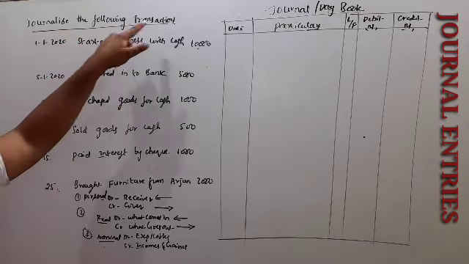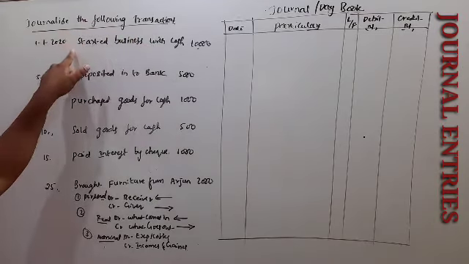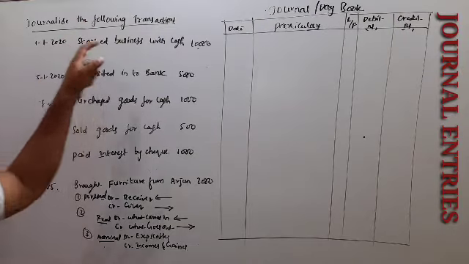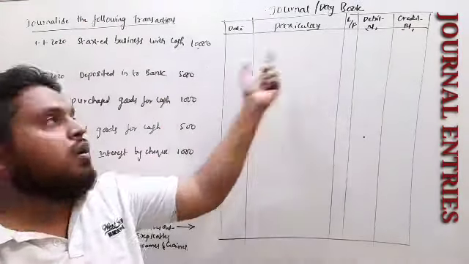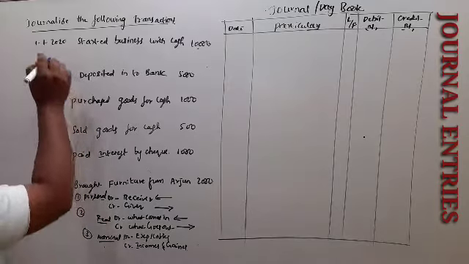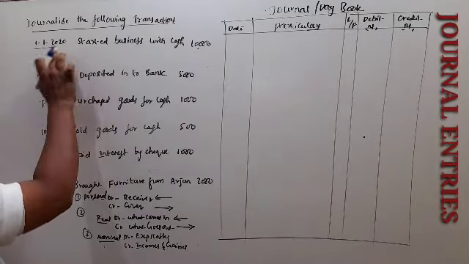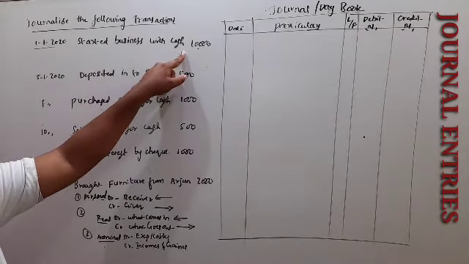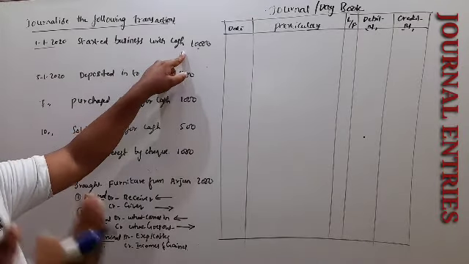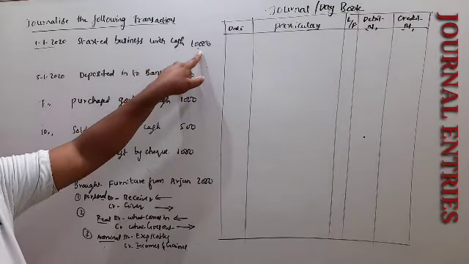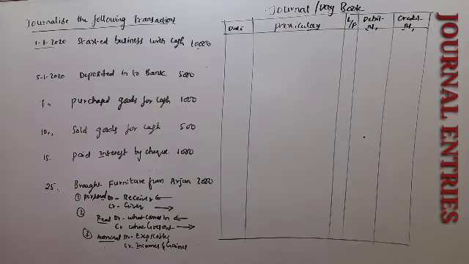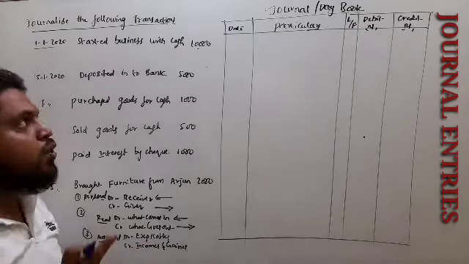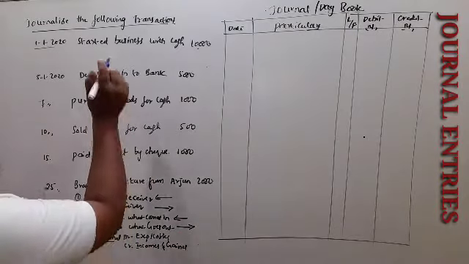Journalize the following transactions. We have to pass the entries here. Now, on 1/1/2020, started business with cash. The owner is starting his business with cash. In this transaction, two accounts are involved.